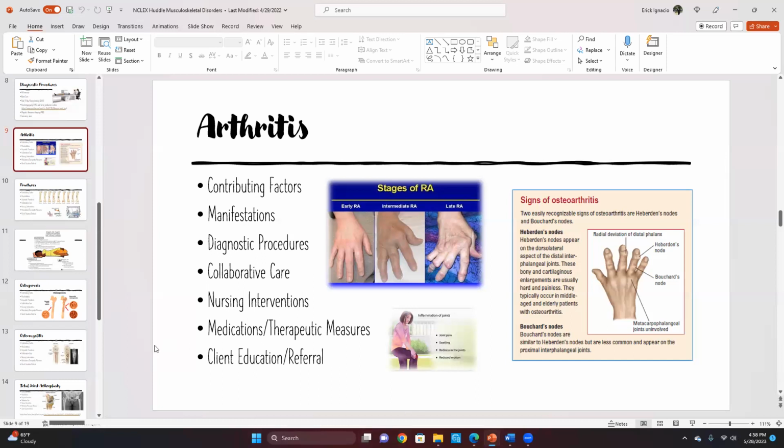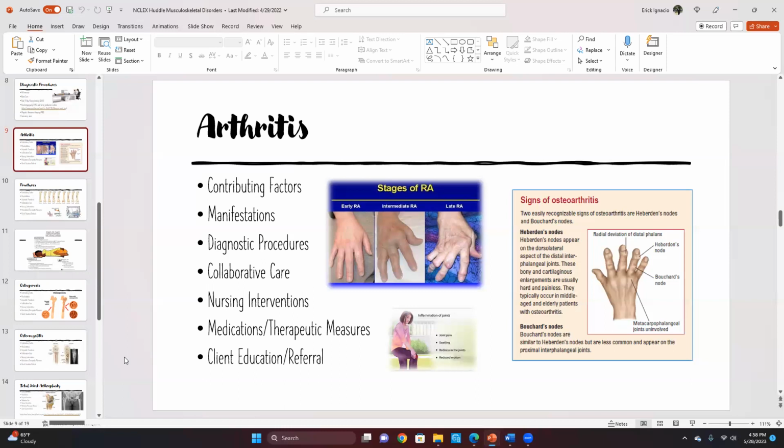So tophi are the crystals that you can see, those uric acid crystal stones, and it's very painful. Okay, so if your patient has gout, the medication of choice for chronic treatment is allopurinol. So think of it all day, every day for gout, allopurinol.